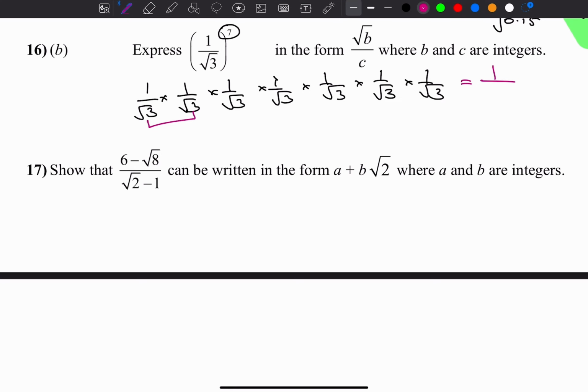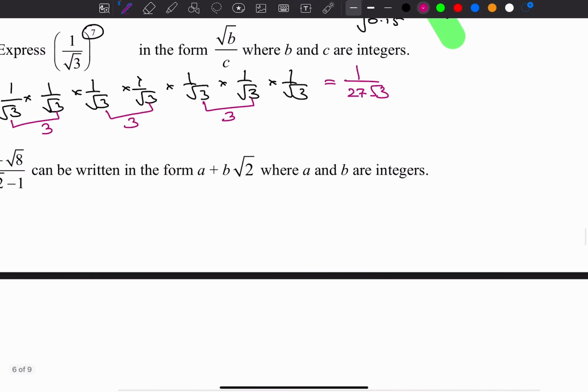Root 3 times root 3 is root 9, which is basically 3. 3 times 3 is 9, times 3 is 27, times root 3. So 27 root 3. But can we leave the answer like this?